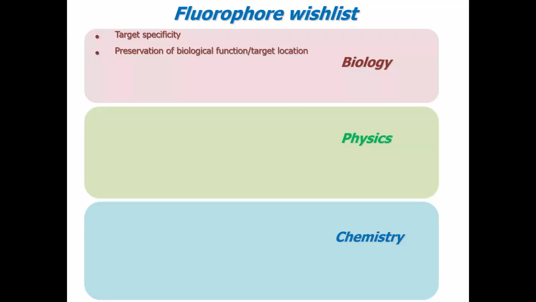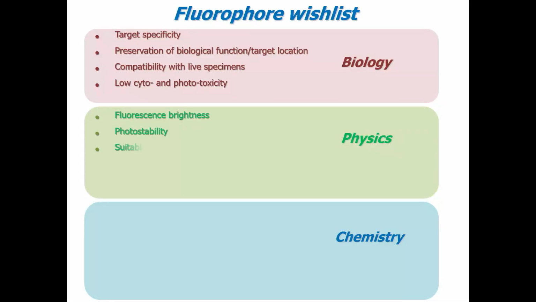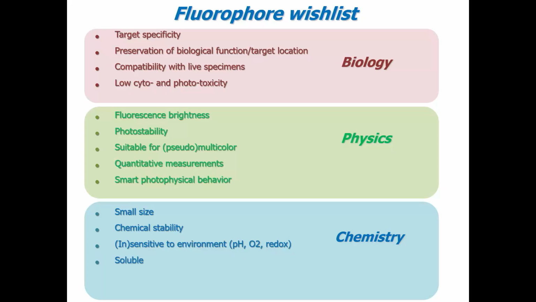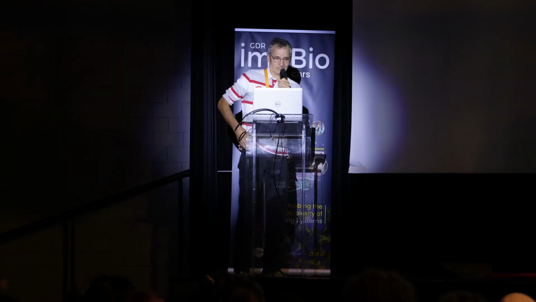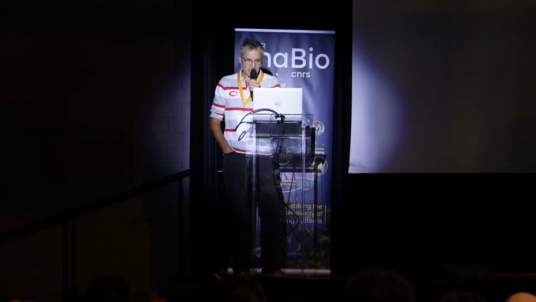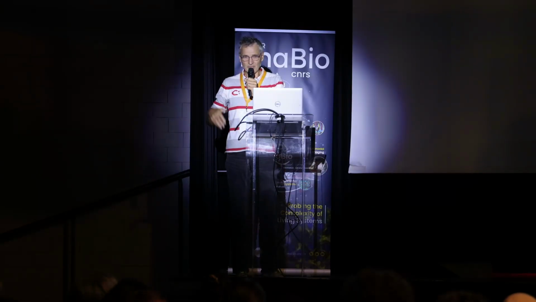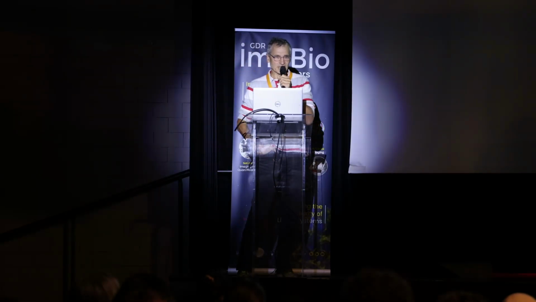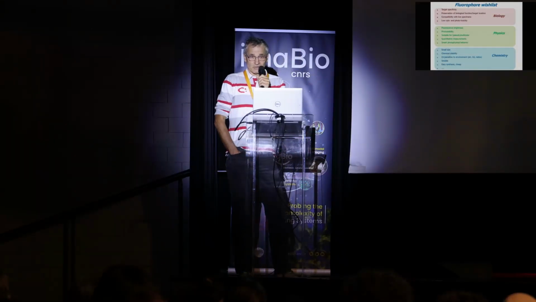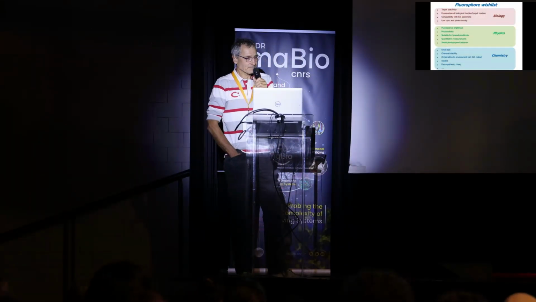The first thing is that when you try to draw a fluorophore wish list, you have to care about biology, physics, and also perhaps chemistry. Maybe the most important aspect would be biology, and the fact that your fluorophore and labeling strategy should achieve high specificity. Basically you want to see only the thing you're interested in, and you don't want to see non-specific labeling.